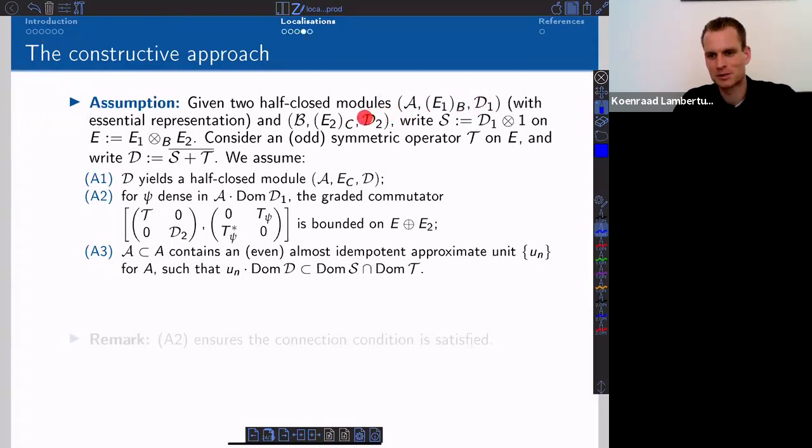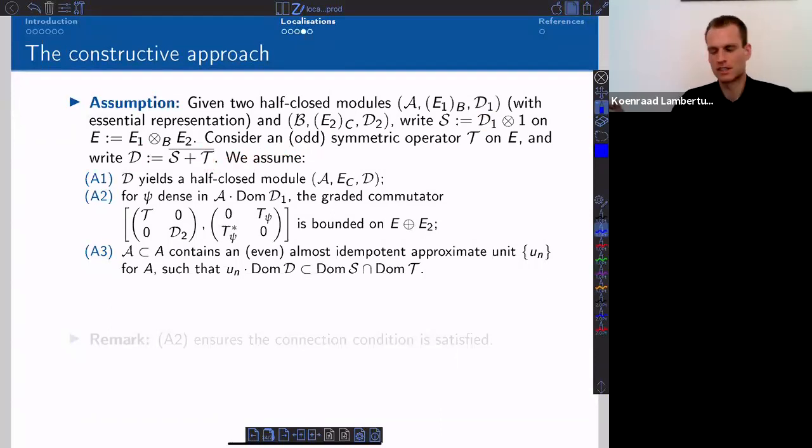So I'm not actually going to do this construction. I'm specializing to the case where we just need to somehow construct this operator T. So I'm going to consider my candidate for the Kasparov product to be of the form S plus T, where S is simply obtained by tensoring the D1 with the identity operator. And what remains to be constructed then would be this operator T.